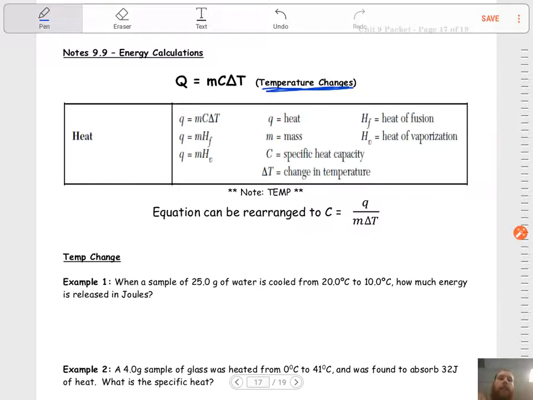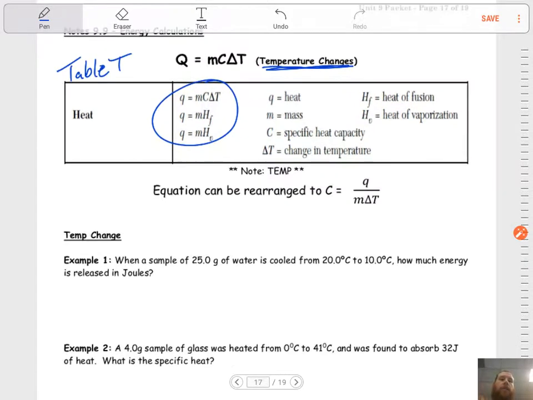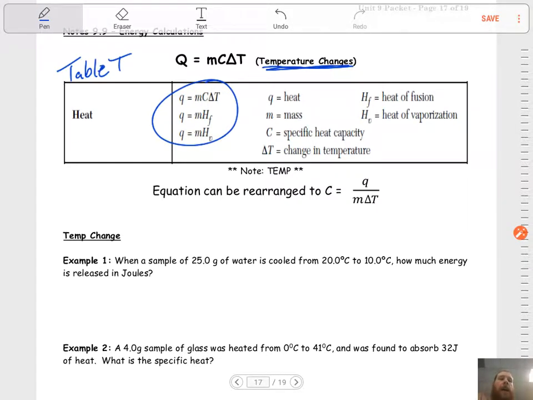So good news is these three formulas that we're going to use in this video are all found on Table T in your reference packet. These are the three formulas right here. This first part, we're going to talk about Q equals mC delta T. Notice all of these variables are defined for you on Table T as well. This is a screenshot from your reference table.